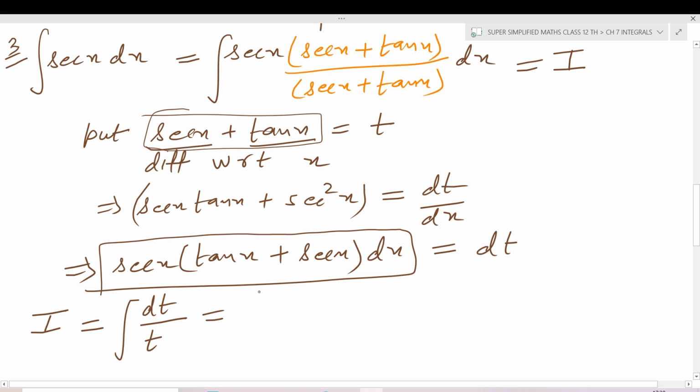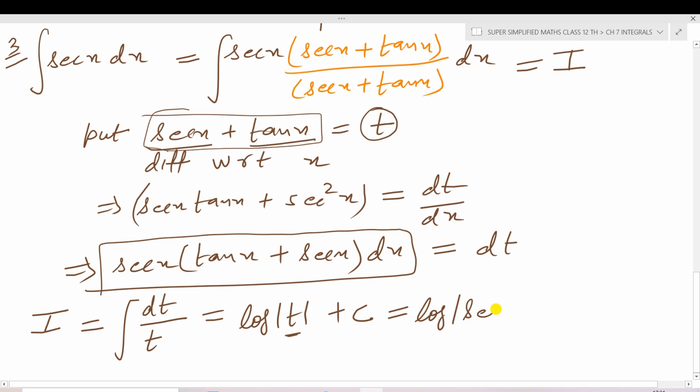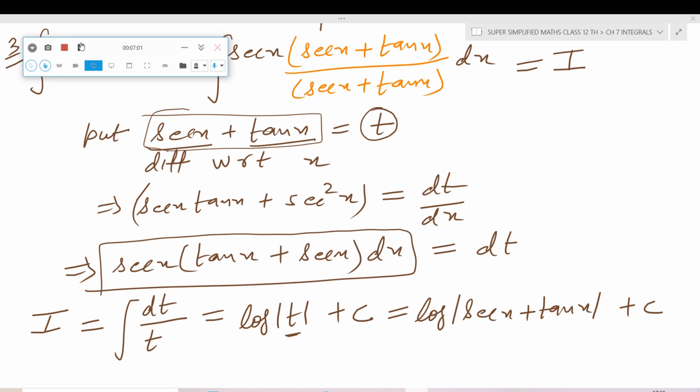So now you have again 1 by t, and 1 by t is the derivative of log t, and therefore integration of 1 by t will be log mod t plus a constant of integration. And once you have found the integration using the method of substitution, you have to substitute back the variable introduced by you. You can see that this t is the variable introduced by you. It was nowhere given in the question. And therefore, you have to substitute back t by its value, which is secant x plus 10x. And hence we get log mod secant x plus 10x plus a constant of integration.